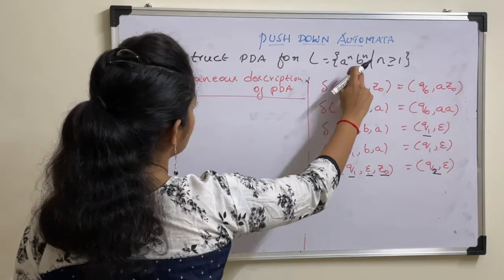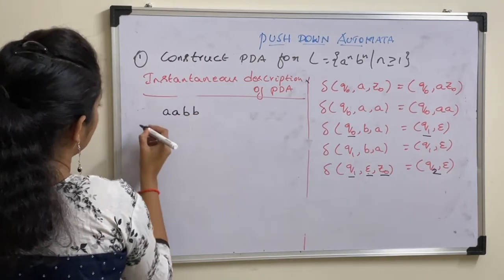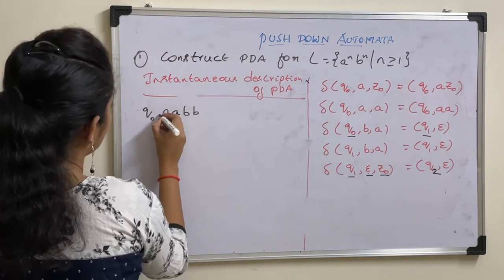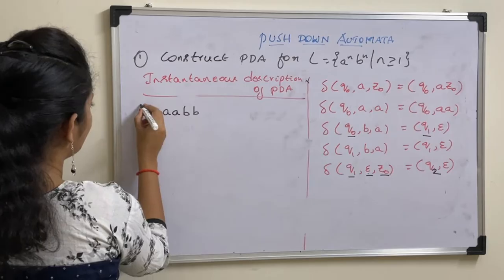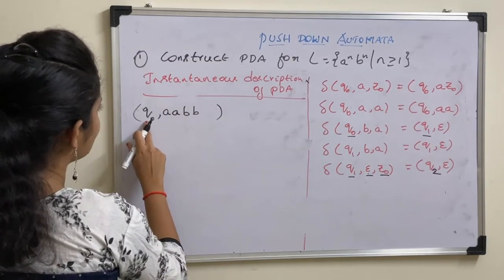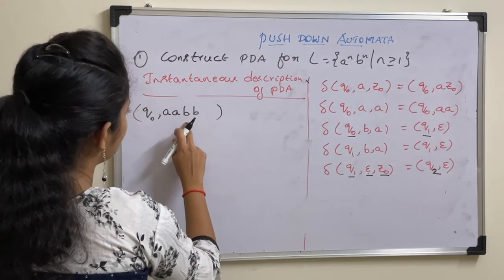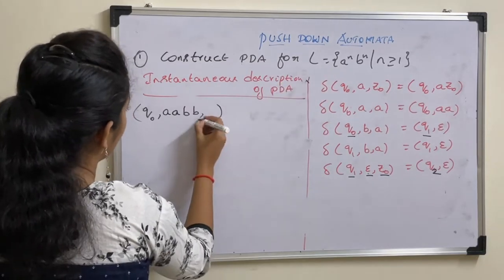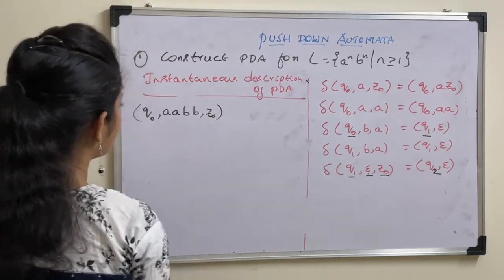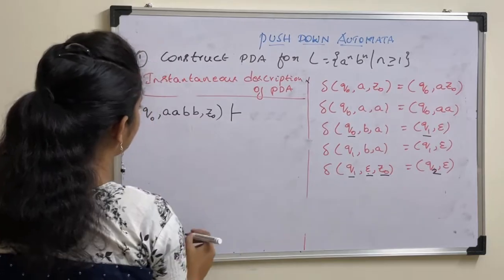Let us take one string from this language. Let it be AABB, and take Q0 as the input symbol. Here I told you this is represented as a triple. First is the current state, that is Q0. Next is the input to be processed, I consider this string from this language, and then the content of the stack. Initially the top of the stack is Z0. So write the turnstile.